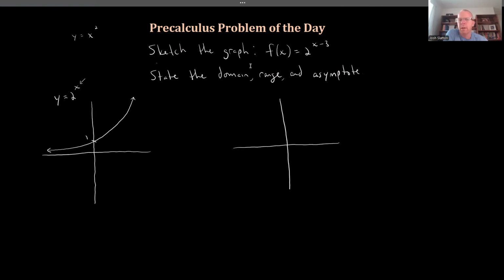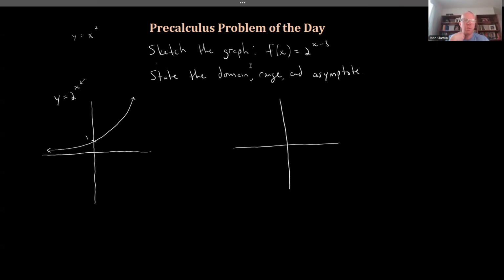And so in this problem, we want to sketch the graph of 2 to the x minus 3. Now, if you're sketching graphs, a lot of times it's important to identify the parent function. Whether you're working with a quadratic or a cubic or a square root function, absolute value function, or an exponential function or logarithm function, which we'll get to, it's important to identify the parent function.